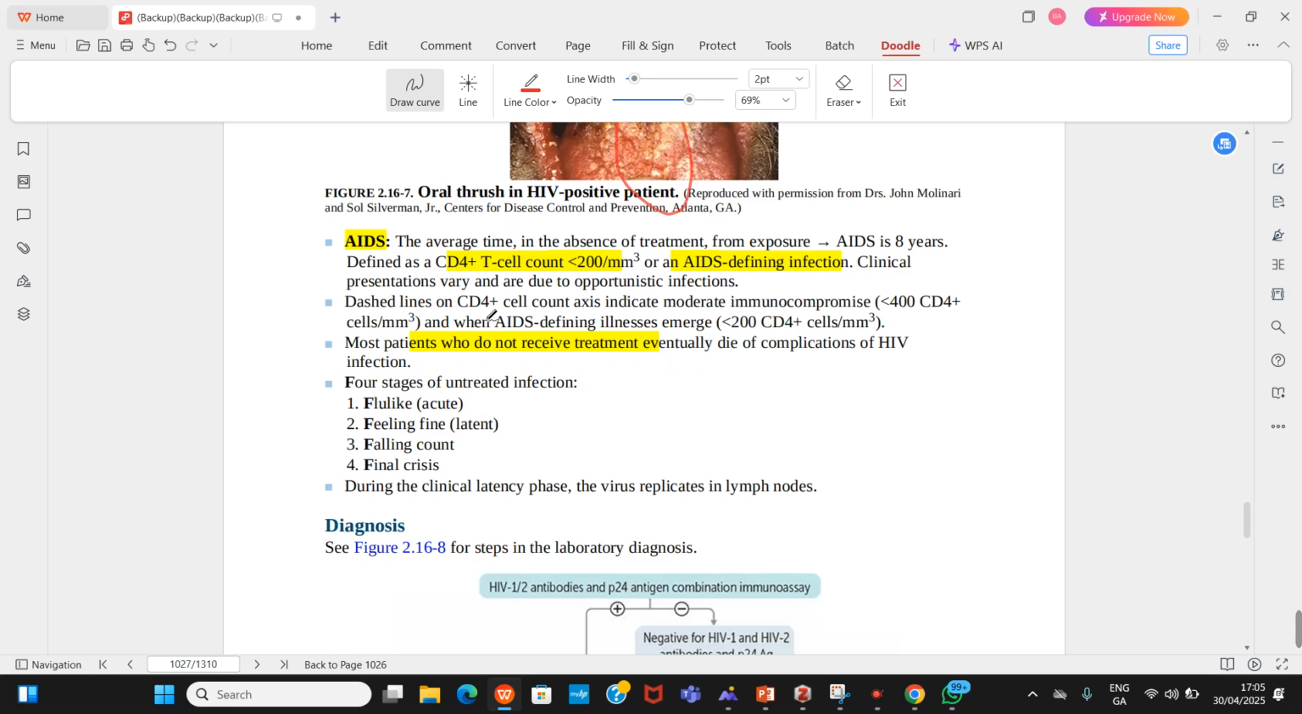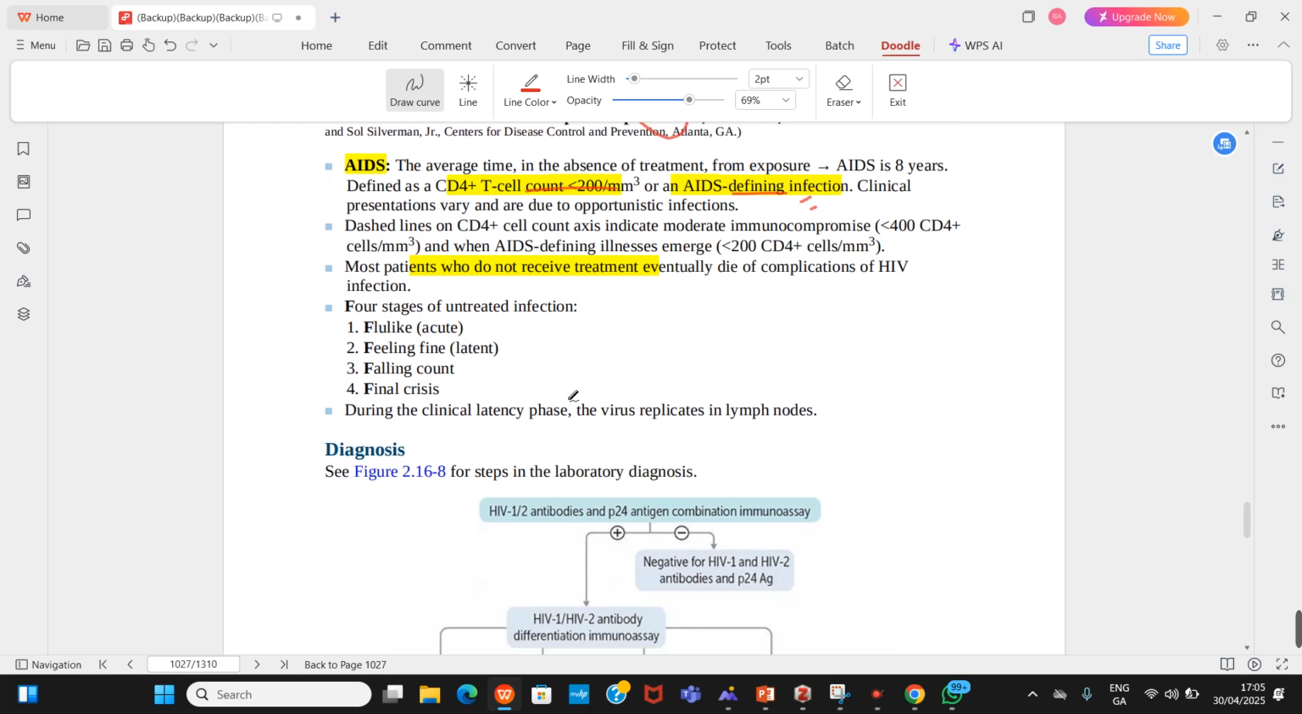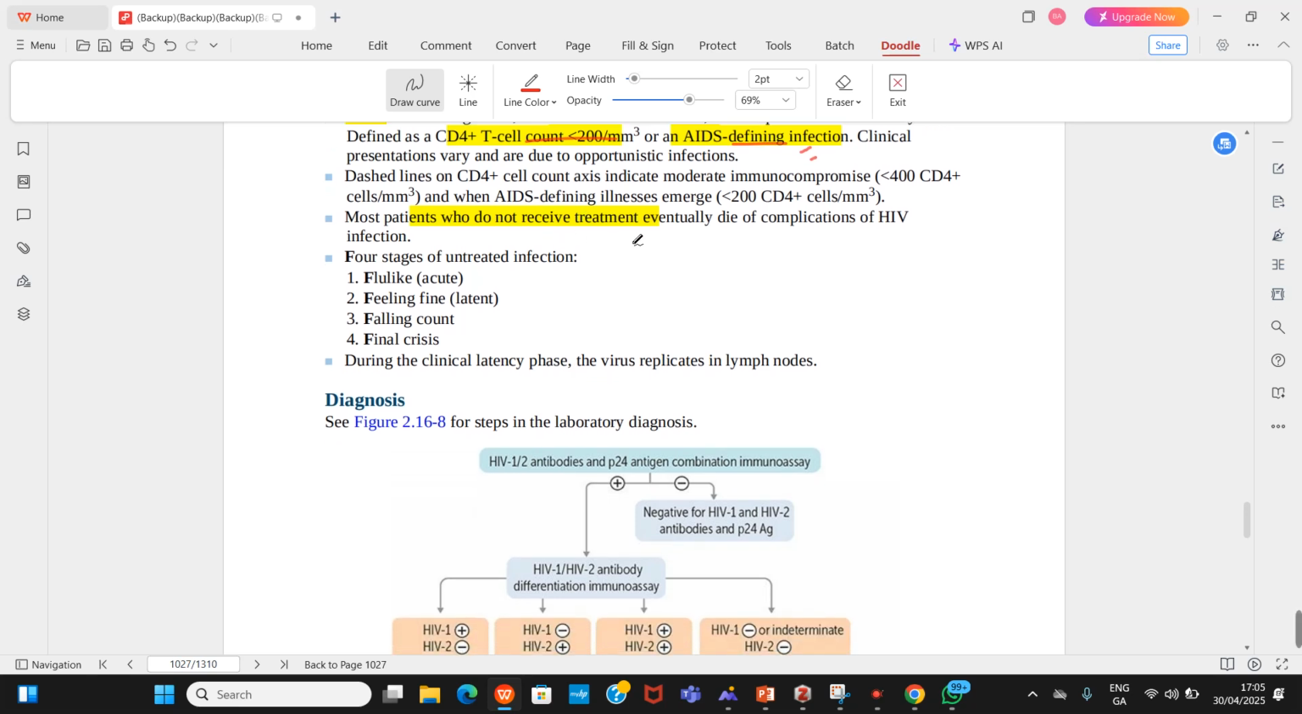What is AIDS? CD4 count less than 200, or the person is having any AIDS-defining lesion like Kaposi, PCP, Cryptococcus, disseminated shingles, Toxo, name it, a lot of them. So most people that don't receive treatment, they die of complication of HIV. Yeah, we'll talk about that.